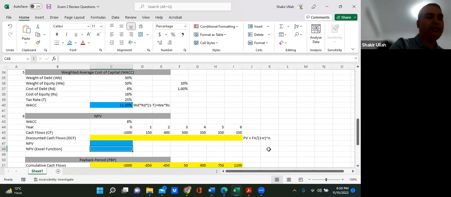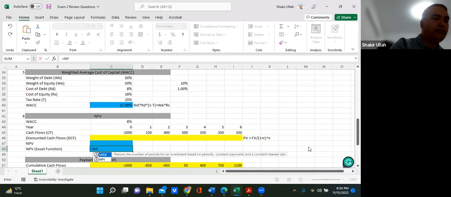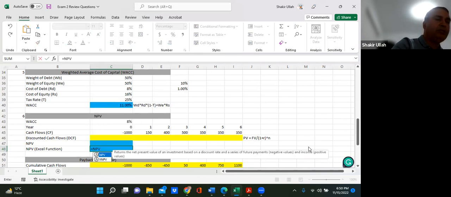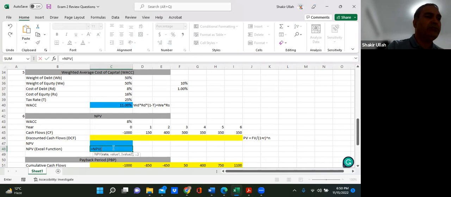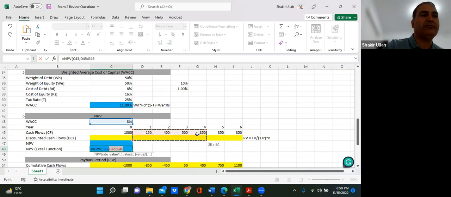And if you can recall, I use this formula: equals NPV, and we start the parentheses, we give it the rate, the discount rate that we're going to use. In this case, we're going to use this WACC. Comma, it is asking for the values. Remember that we will be using the values starting from the first year, not the year 0 value, when we use the Excel formula. So I select all of those values.